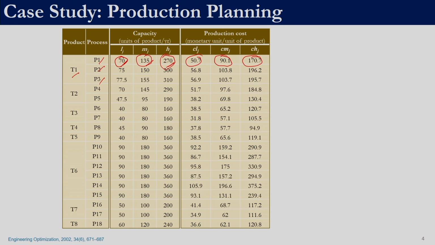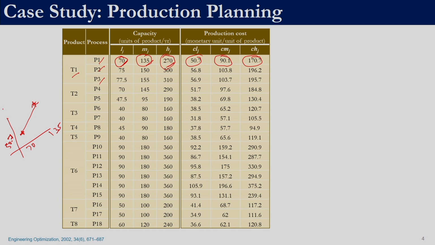We can still choose to produce anything that is 70 or greater than 70, but less than or equal to 270. In that case, how do we determine the production cost? We use the piecewise linear function which we had discussed. So, 70 corresponds to 50.7 on the y axis. This is one data point, and the other data point is 135 and 90.1. If we decide to produce something greater than or equal to 70 and less than or equal to 135, we can use this linear line.